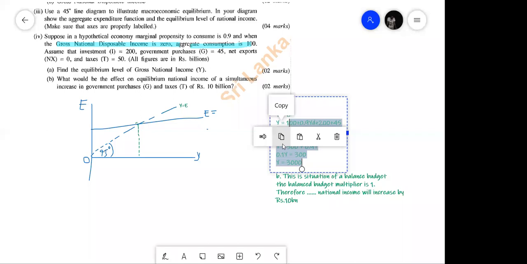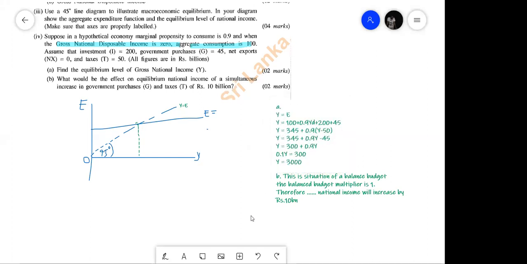What has the answer done? Have they given you just the balanced budget explanation, or have they increased this by 10, 10 and so on? 2019 A levels, question number 5, part 4. What does the answer say again? No. Okay, no one wants to respond.